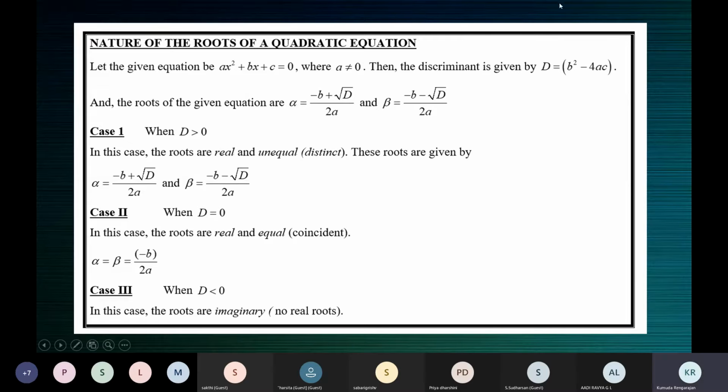Because when it is like root 25 is 5. So in one case it will be plus 5. The other case it will be minus 5. So definitely you will get two different values.